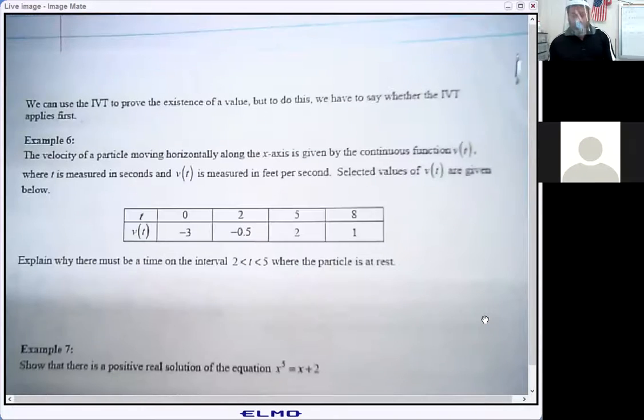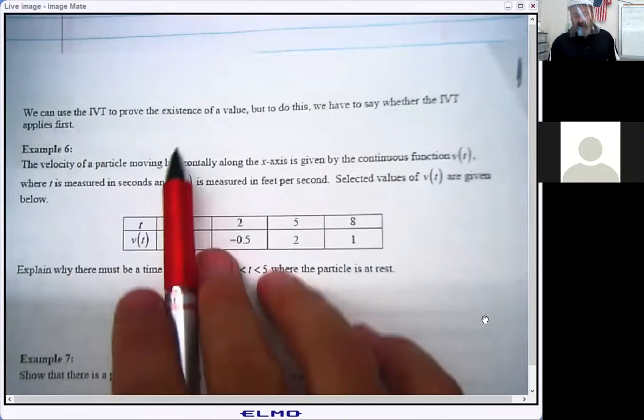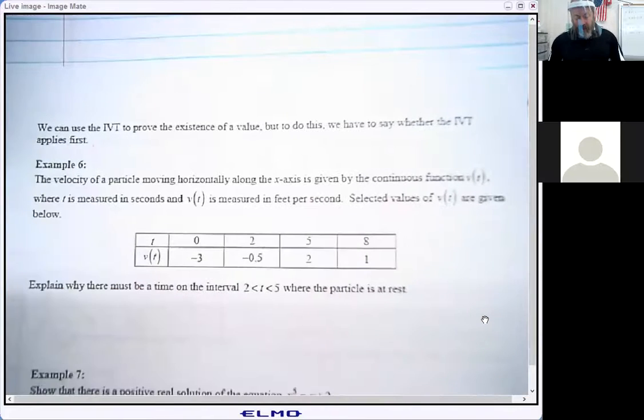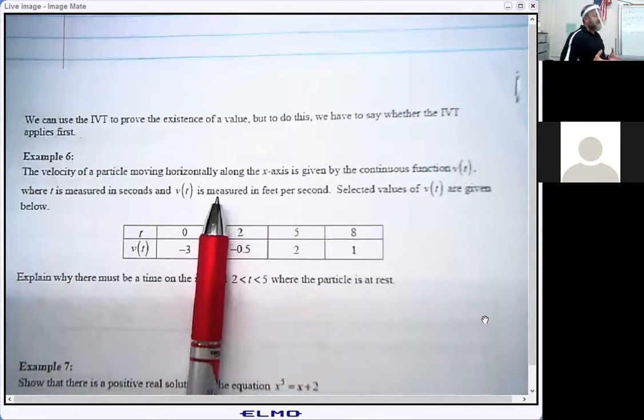And so moving to the back side, like I said, I'm trying to go fairly quickly through this, but I think it's a simple concept. So we can use it to prove the existence of a value, but we have to know that it actually applies first. So the velocity of a particle moving along a line. Now this is kind of a strange concept for a lot of you guys when you first show up in calculus, but we will do a huge number of problems later on called particle motion.